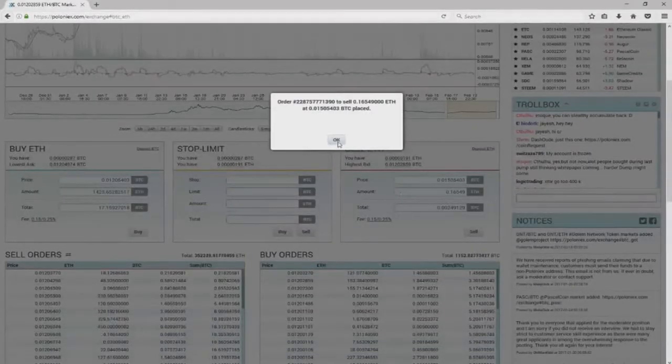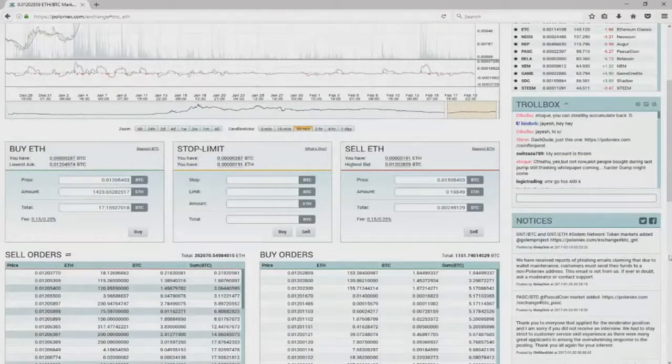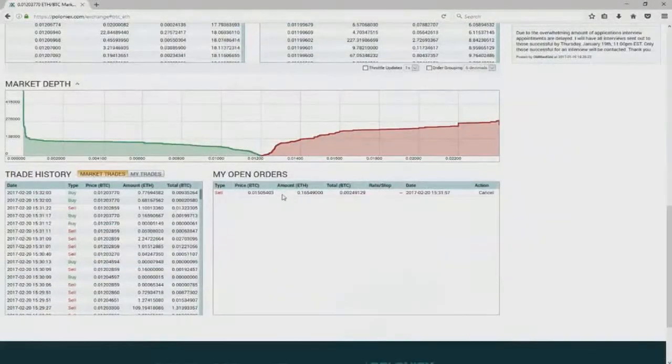And that'll just stack an order on the book for me. So as you can see here, my open orders, it shows the price I want to sell at, the amount, the total Bitcoin that I would get out of that trade. And if I want to cancel it, I just hit cancel.